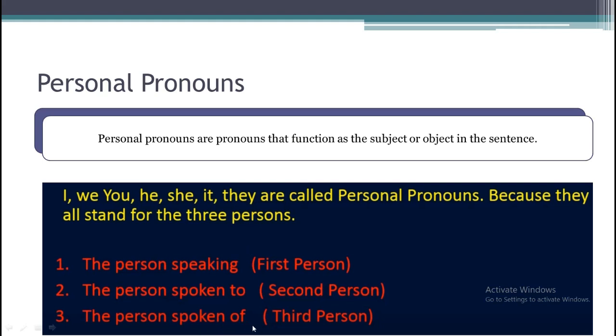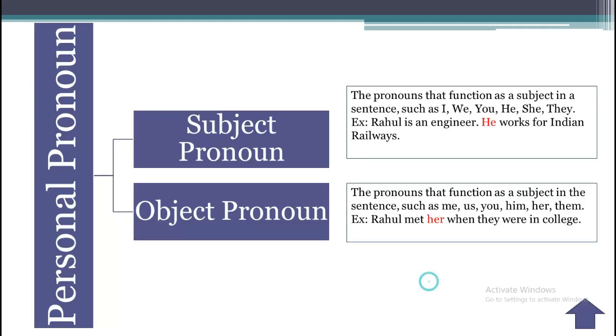And the third person is the person who is spoken of. It means the third person is a person whom we are talking about. For example, she or he or they, something like that. So therefore, first, second and third person all talk about different types of people. Now let's see how we replace them.